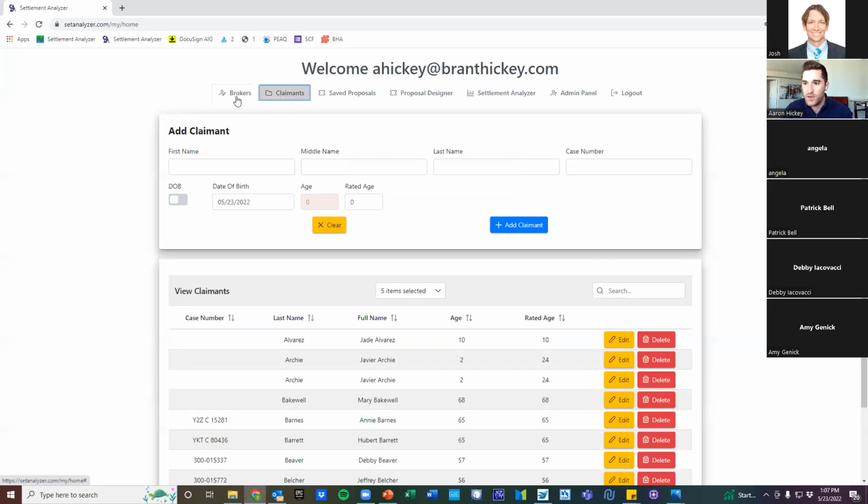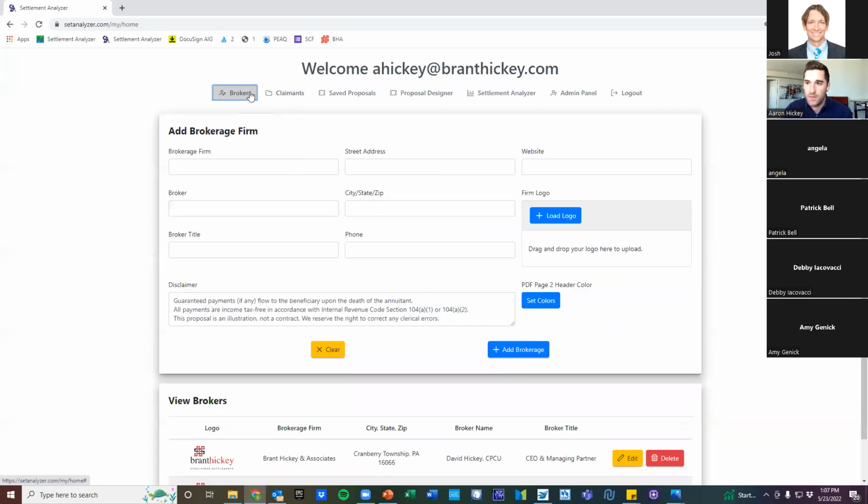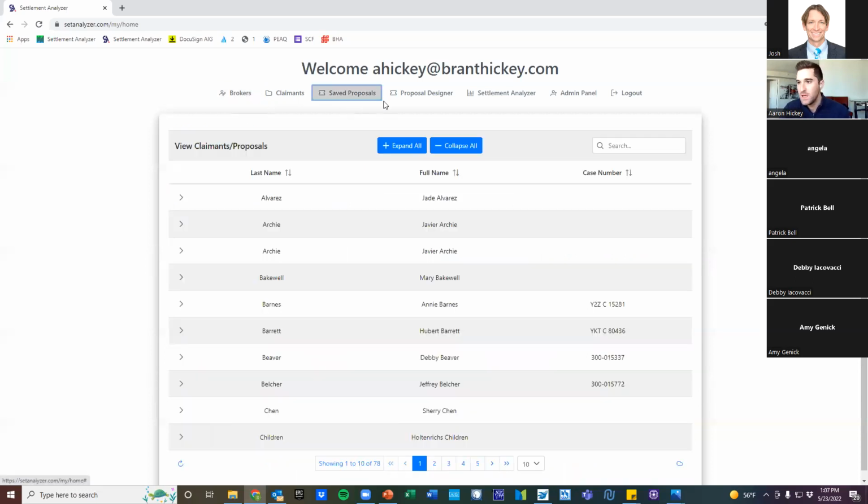This next tab here, which is the claimants tab, is for different cases or claims that you have. We use that tab to put the claimant's name on the proposal automatically. It's a really great feature.